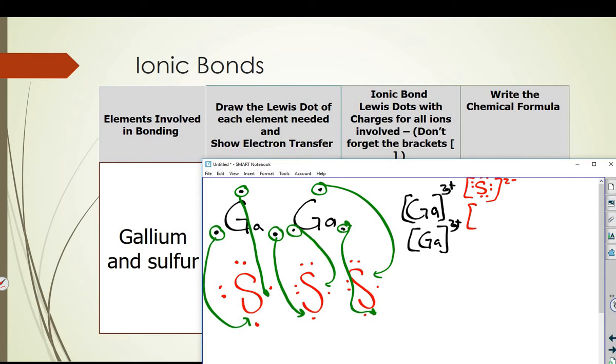And we're going to have sulfur here with 2 minus, and we're going to have sulfur here with 2 minus. So what's the final formula? How many of each did you need? Yes? So whatever the plus is how much you give away, right? Yep. So we needed 2 galliums, so we're going to write it Ga subscript 2, and we needed 3 sulfurs, so S3.